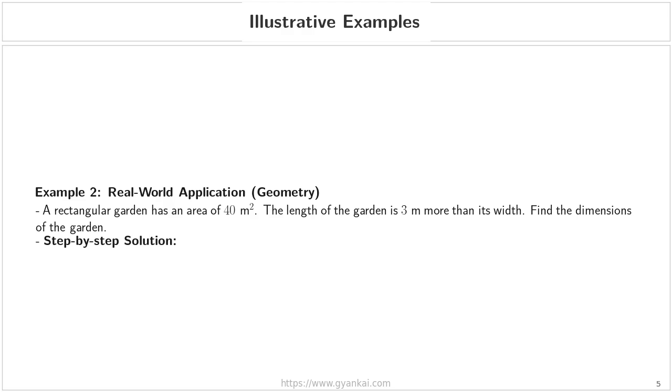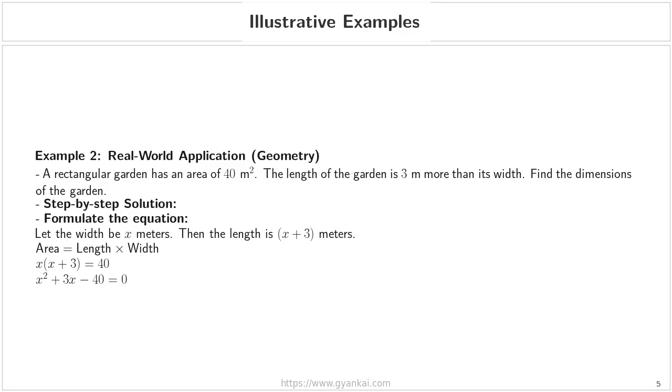Let's walk through the step-by-step solution together. First, we need to formulate our equation. To do this, let's assign a variable to our unknown. Let the width be x meters. Since the length is 3 meters more than the width, we can represent the length as the quantity x plus 3 meters. Now, recalling our area formula, area equals length times width. So, we set up the equation as x multiplied by the quantity x plus 3 equals 40.